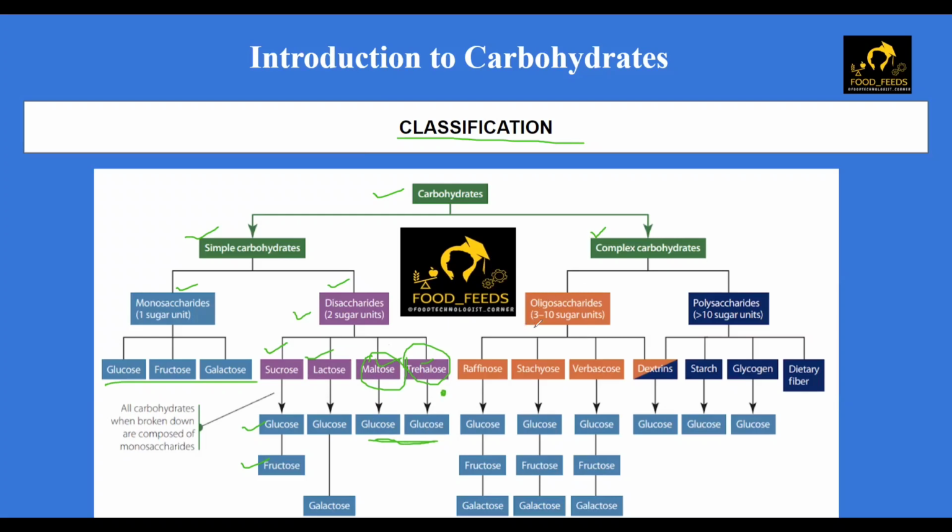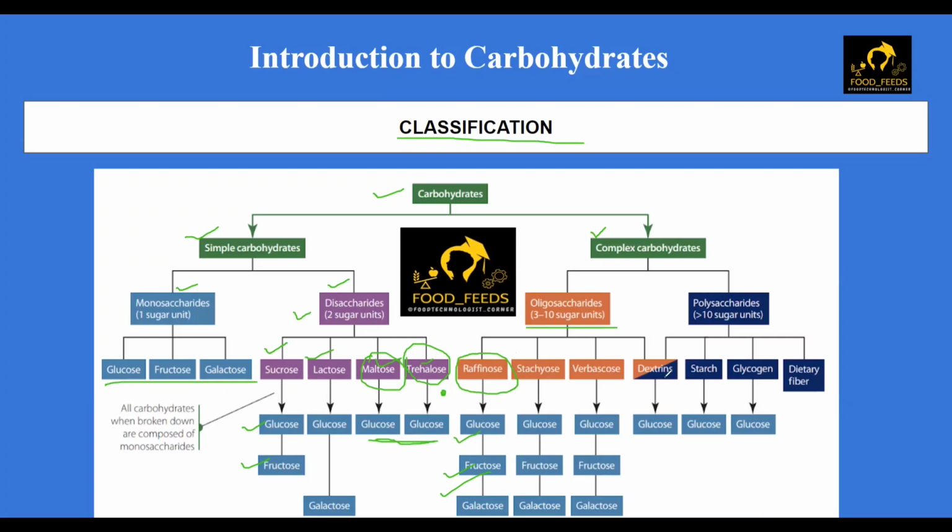Coming to oligosaccharides. So here, if you talk about raffinose, this is formed by a combination of glucose, fructose, and galactose. So if there is a question where they ask what we get on hydrolysis, you can choose an option where it is given glucose, fructose, and galactose.